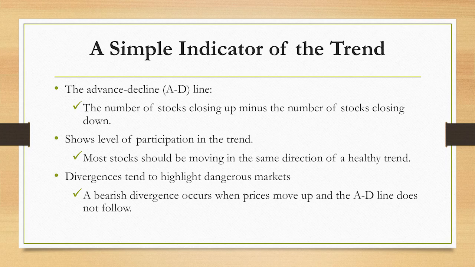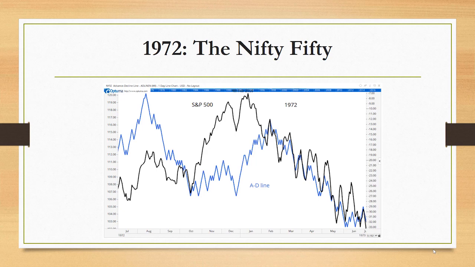Now, there are times when we could see a divergence between the advanced decline line and the market averages. This tends to occur at the end of a bull market. And what happens is the advanced decline line starts to fall before the prices fall. This is a divergence that's been seen at important market tops.